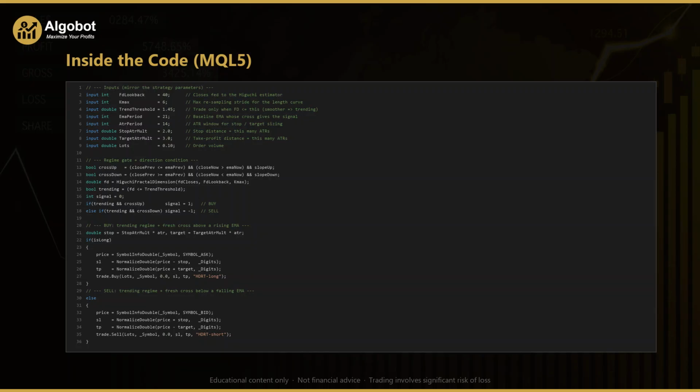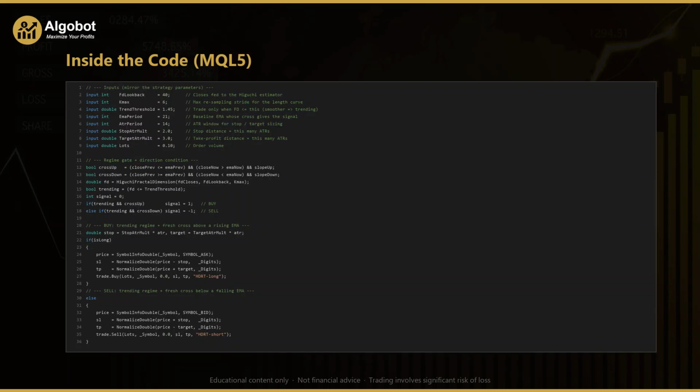FD loopback, defaulting to 40, is the number of closing prices fed into the Higuchi estimator. CMAX, at 6, controls the coarsest resampling stride. TrendThreshold, at 1.45, is the gate. The strategy only acts when the measured dimension is at or below it. EMA-period is the 21-period baseline moving average. ATR-period is 14, and StopAtrMult and TargetAtrMult at 2 and 3 size the stop and target in ATR units.